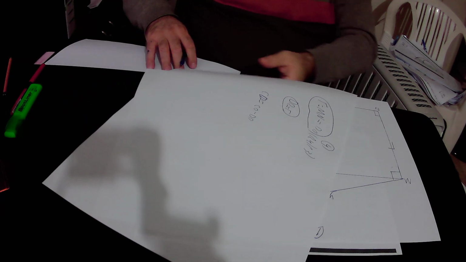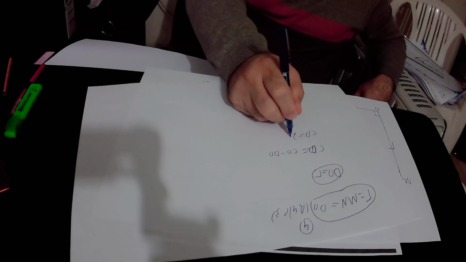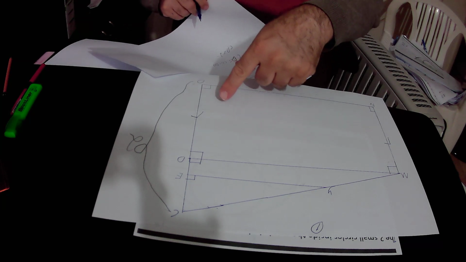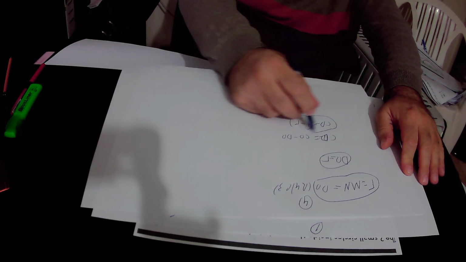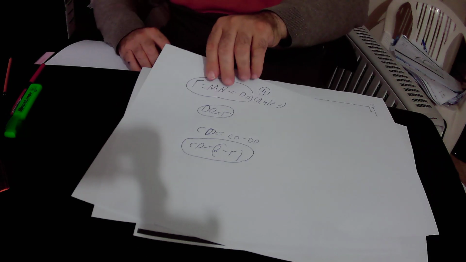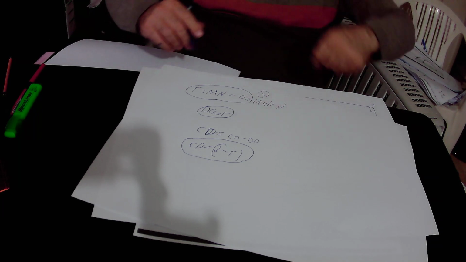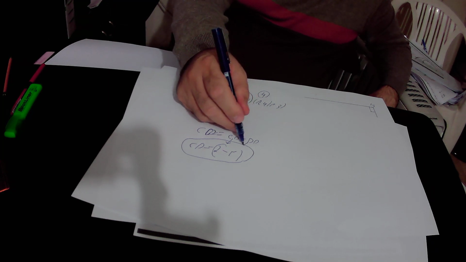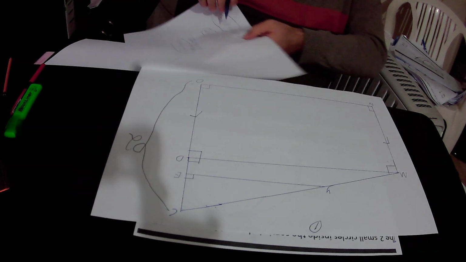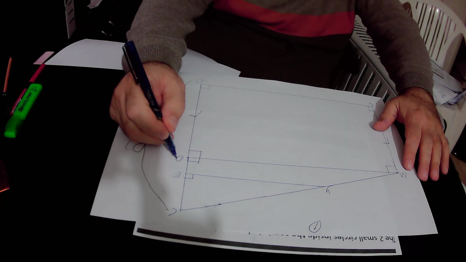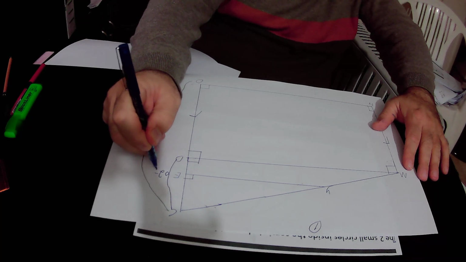But we know that CO equals 2 units, the radius of the middle circle, and DO is the radius of the small circle, that is to say it equals R. So in total we found out that CD equals 2 minus R, because it equals CO minus DO, where CO equals 2 and DO equals R. We can write here that CD equals 2 minus R.